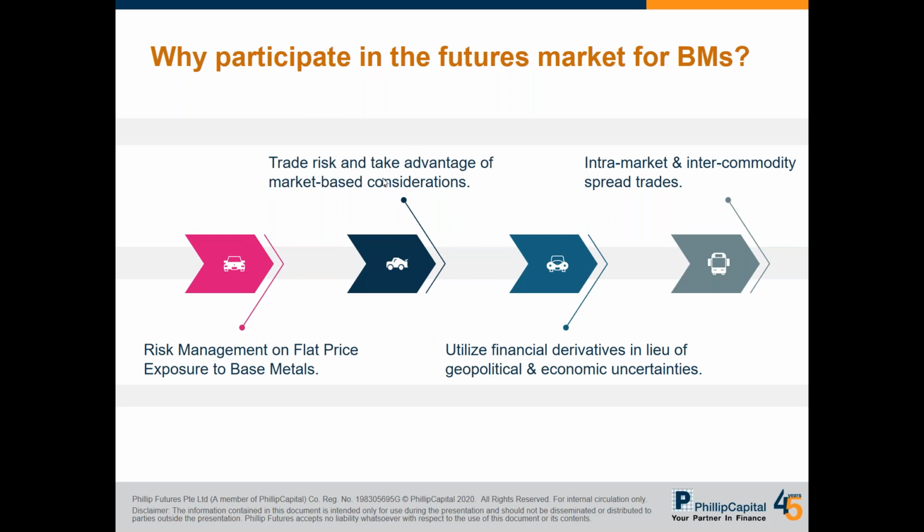Next, on a more speculative note, you can trade risk and take advantage of market-based considerations. In the futures market, for example, you get capital efficiency from leveraged trading. You can speculate on price action and take advantage of what's happening in the market. Most importantly, you can establish a bi-directional view, going both long and short. So even in times like this, where geopolitical and economic uncertainties are creating fluctuation in price, you can manage risk and sell into the market to lock prices. And lastly, you can look at intra-market and inter-commodity spread trades.